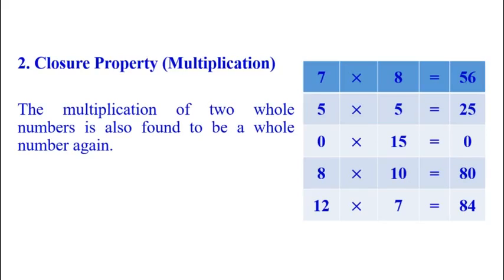0 into 15: 0 is a whole number, 15 is a whole number and their product 0 is also a whole number. 8 into 10: 8 is a whole number, 10 is a whole number and their product is 80. That is also a whole number. Then 12 into 7 is equal to 84. 12 is a whole number, 7 is a whole number. Their product 84 is also a whole number.